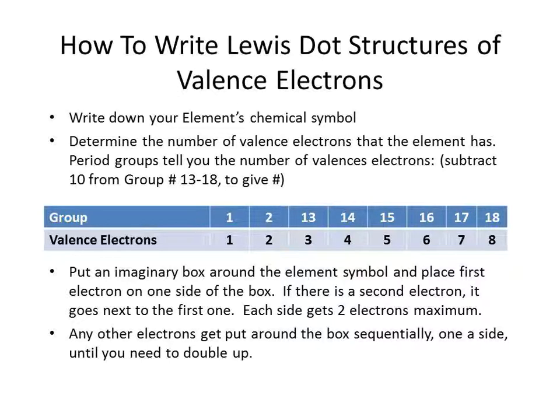So I've got a little table here. Group 1 has 1. Group 2 has 2. So all the elements in group 1 will have 1 valence electron. All the elements in group 2 will have 2 valence electrons. We skip over the transition elements, and now we're in group 13. Remember I said here, subtract 10 from the group number to give you the valence electrons. So 13 minus 10 gives me 3.